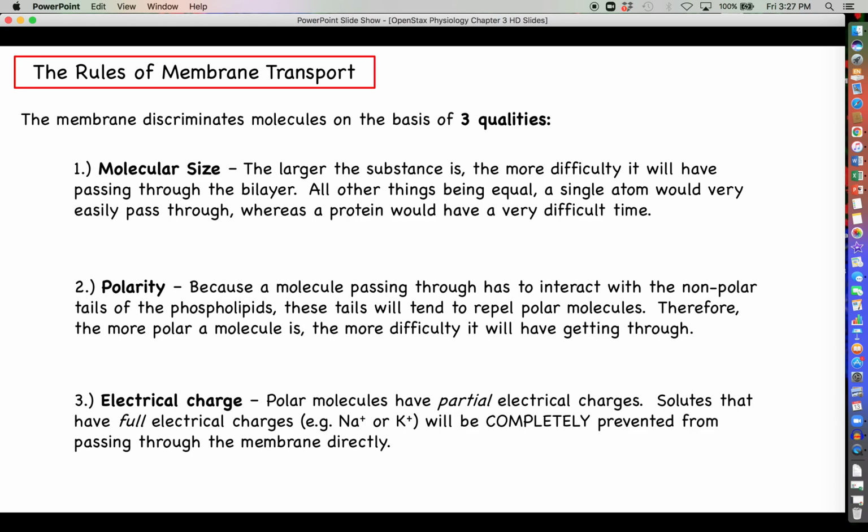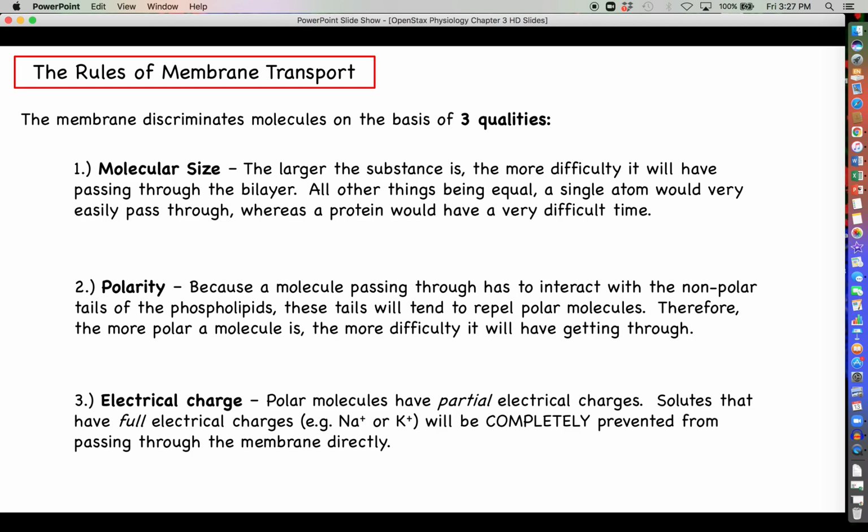Electrical charge. This one is very black and white. Now, polarity and size are things that fall on a scale. Some molecules are bigger than others, and some molecules are even bigger. Polarity falls on a scale too. Electrical charge is pretty simple. You're either electrically charged or you are not. In fact, you can consider electrical charge as just being a very extreme example of polarity. Polar molecules have partial electrical charges, and it's those partial charges that prevent polar molecules from getting through the membrane.